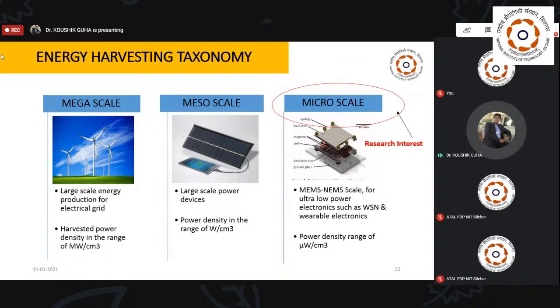Now the micro scale has gained a lot of interest because meso scale and mega scale technology has already been in use for many years. But for the micro scale, using small devices, how to generate the power, how to boost the energy, that is a very interesting research topic, and here MEMS plays a very good role in developing this micro scale energy harvester.